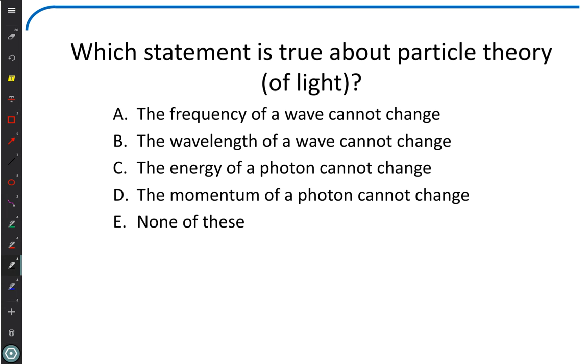So let's ask the final question now. Which statement is true about particle theory of light?